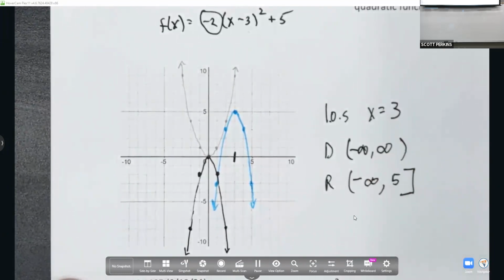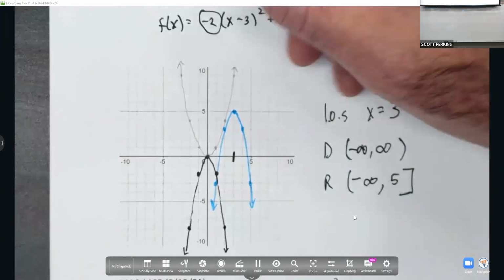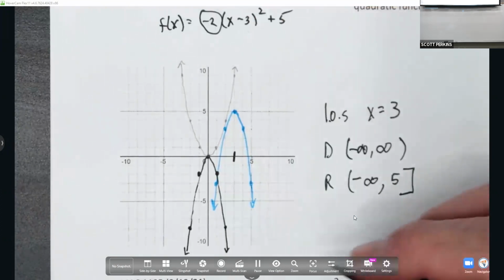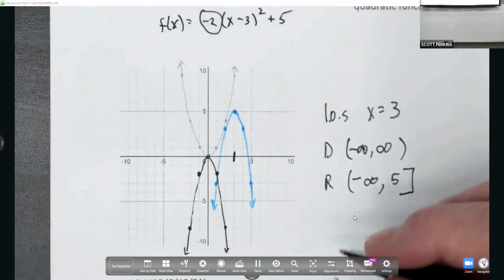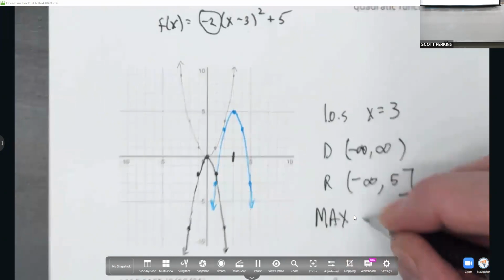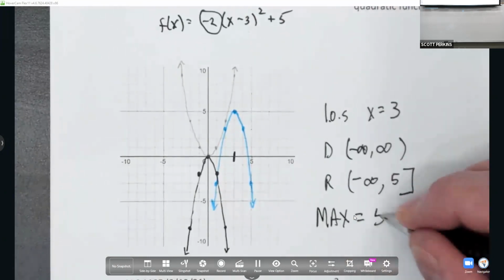And then we kind of just answered the question, but I wanted you to see this graph's pointing down. What feature of the original function tells me before I even graph it that it's pointing down? The negative. So that means it has a maximum. A maximum, and the maximum value is 5.